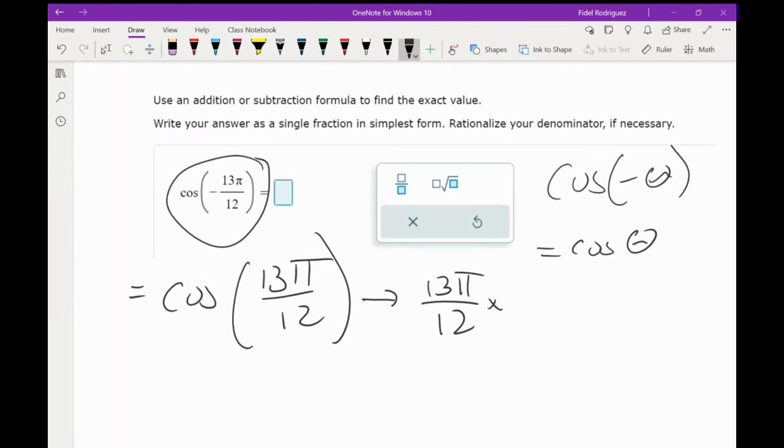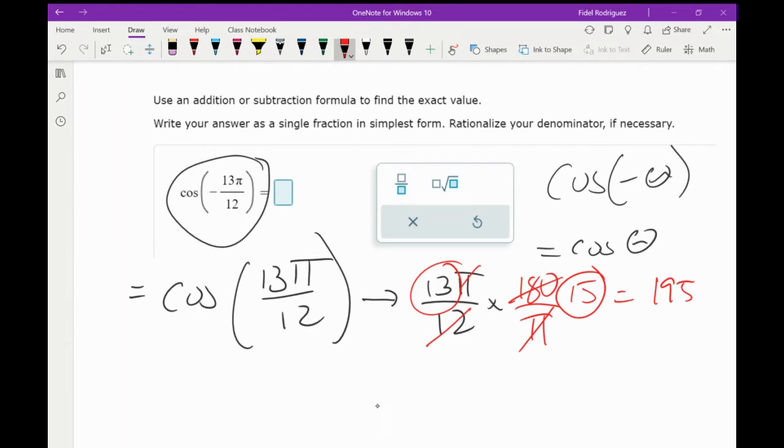Remember how we convert it to degrees? Times, but let's do the process, right? So we're not skipping steps here. There you go, perfect. So 180 over pi, right? And we know that this pi and that pi are going to cancel, and 12 is going to go in here 15 times. Anybody got a calculator? Can you tell me what's 13 times 15? 195, right? Okay. So now we have the cosine of 195.